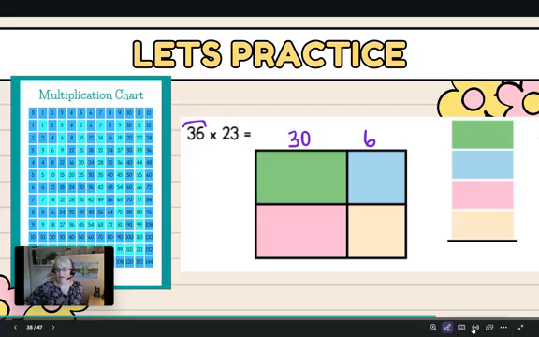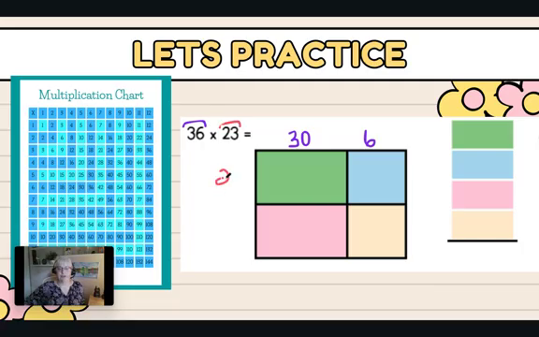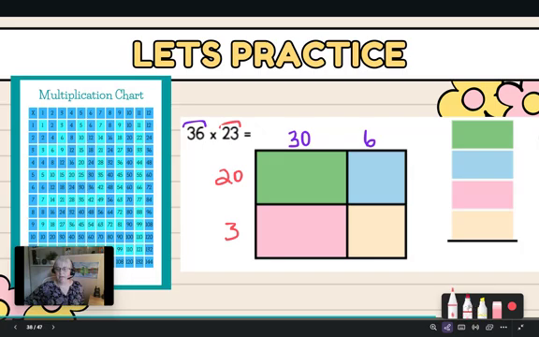I need a different color for 23. I don't want to use red, but I think I'm going to have to. We'll make 23 in red. 23 is the same as 20 plus 3. Okay, so I'm taking these numbers and I'm breaking them apart. Now I'm going to multiply them together.